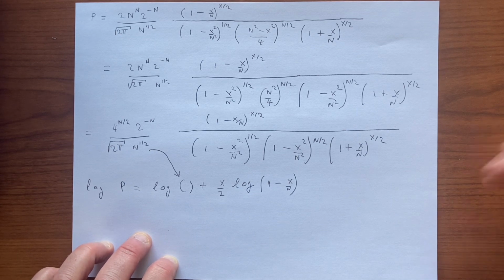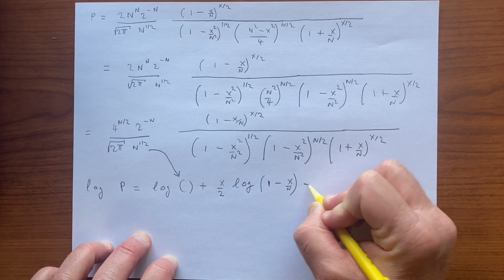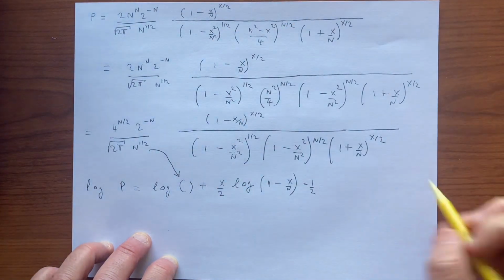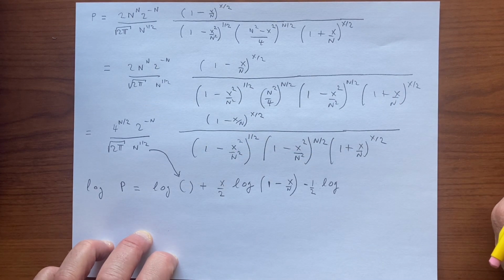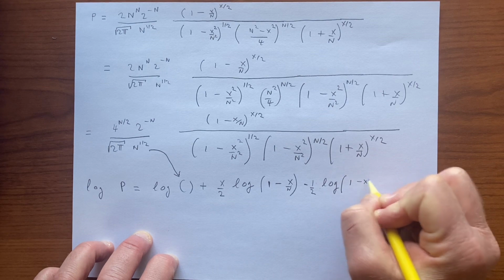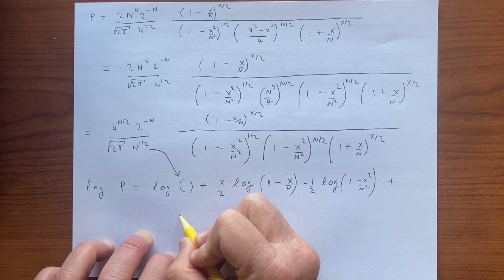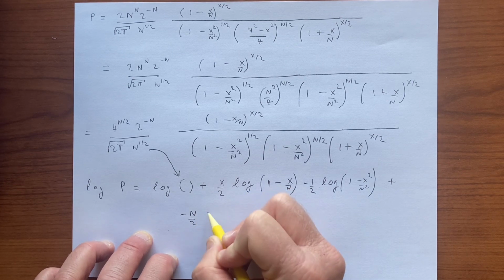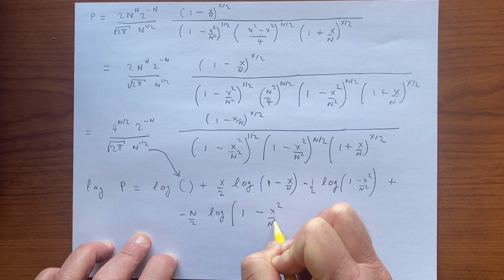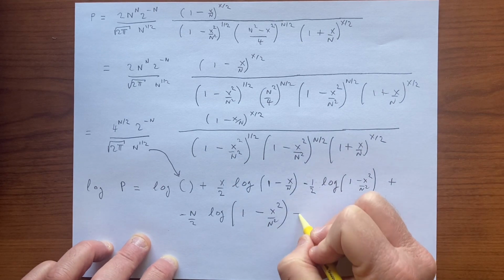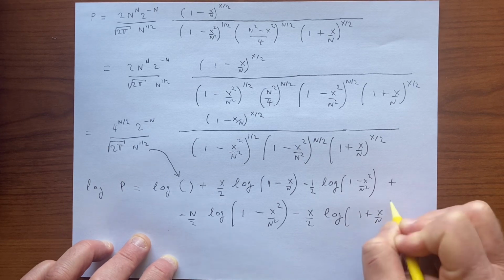It's a log of a quantity divided by some other quantity. So we have a minus sign here. So we have a minus for this term. For this term, we have minus 1/2 log of this thing, which is 1 minus x squared over n squared, plus this one's also minus n over 2 log of 1 minus x squared over n squared, and the last one is minus x over 2 log of 1 plus x over n.